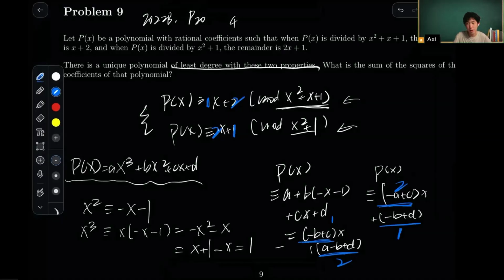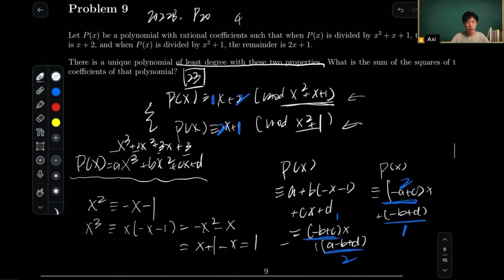You solve the system of equations, and solving this gives, work it out yourself, x cubed plus 2x squared plus 3x plus 3. And we're done. We can just add up the squares of the coefficients, and the answer is 23. Hooray! That is not an easy problem, but we solved it smoothly.